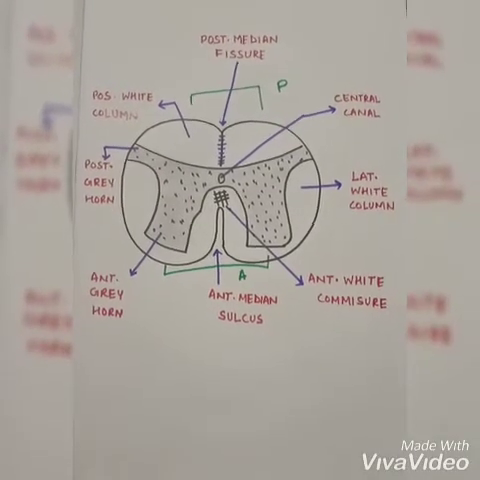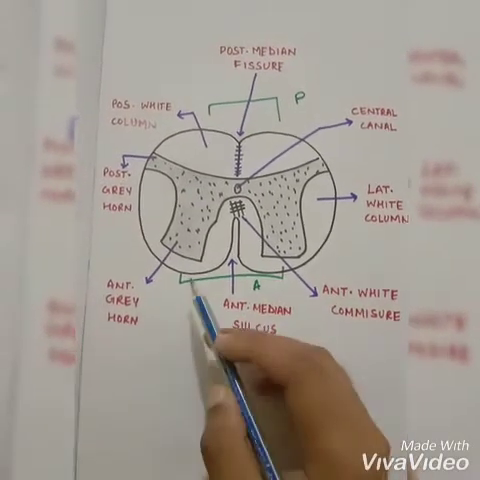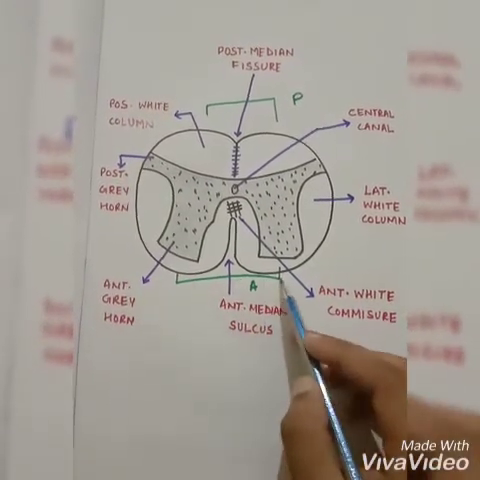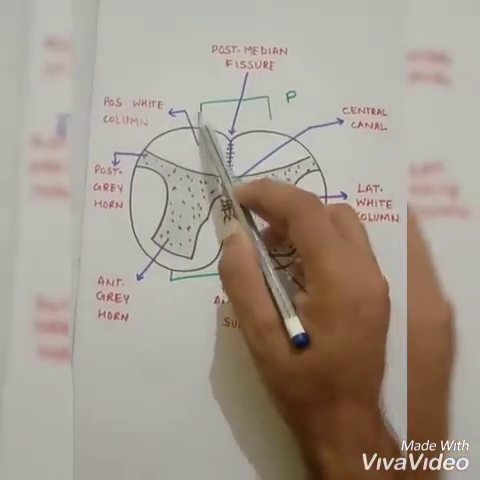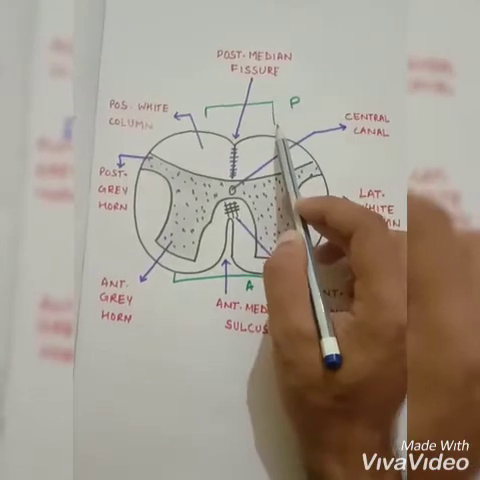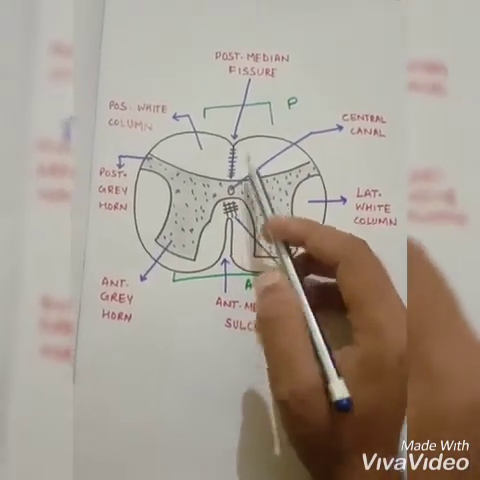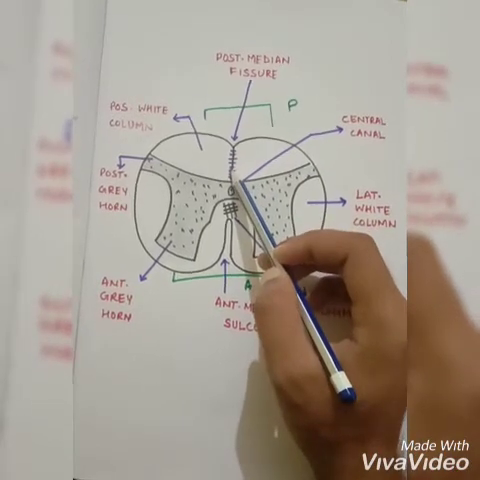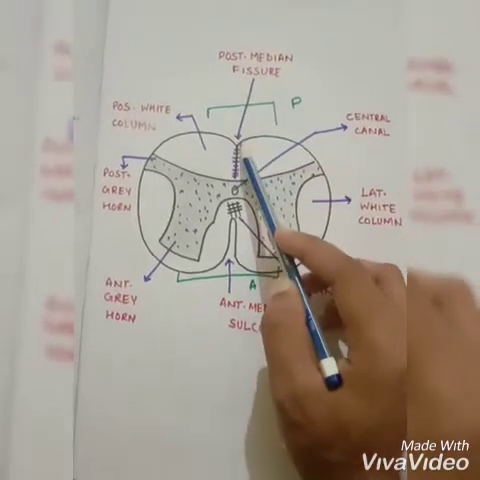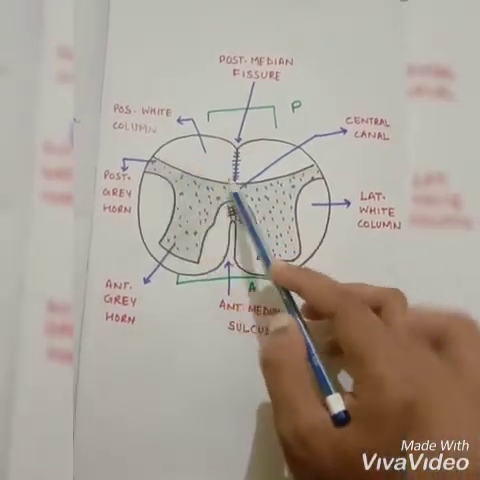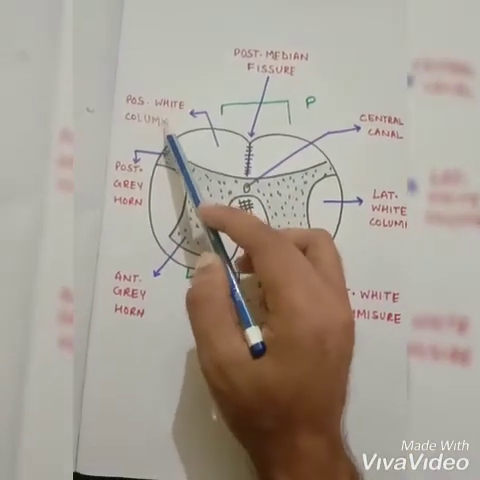Let's move on and talk about the landmarks of the cross-section of a spinal cord. Let me tell you, this is the anterior surface, marking it with A, and this is the posterior surface, marking it with P. In the posterior surface, there is a longitudinal depression which is known as the posterior median fissure. And what about this white posterior part? This is known as the posterior white column.